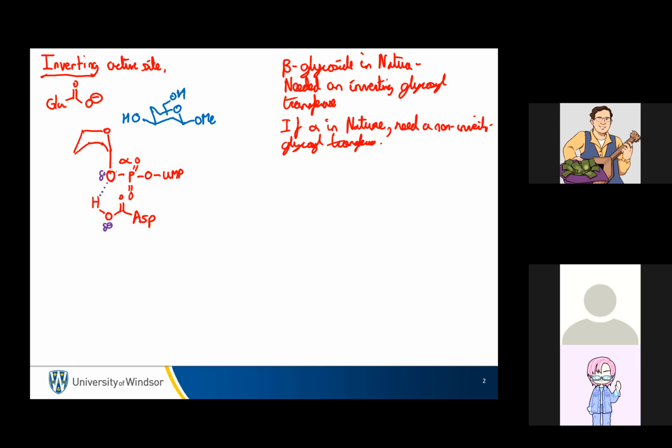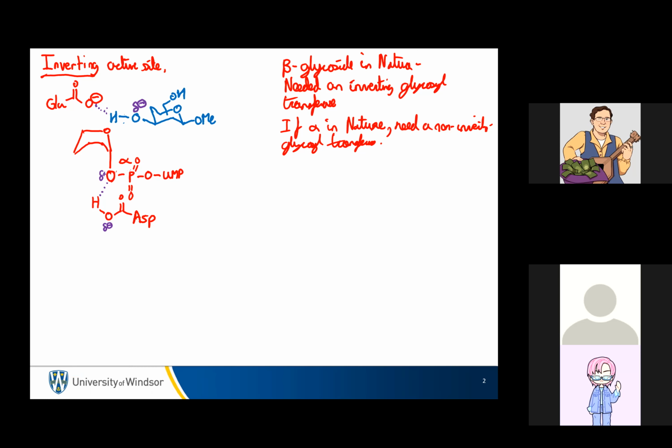Similarly, I'm going to do the same trick here. We can make this oxygen slightly more negative because we can form a hydrogen bond with that glutamic acid. So we have an acid catalyst, we have a base catalyst.